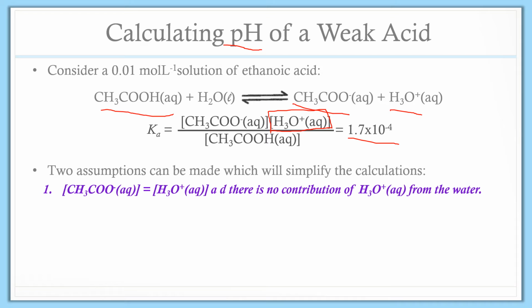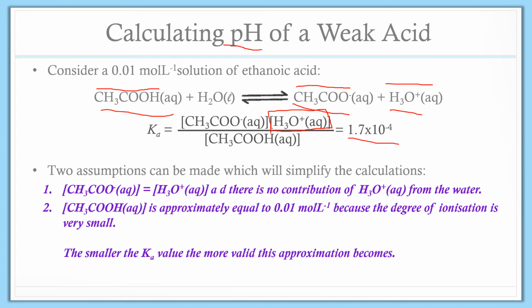First, the concentration of CH3COO minus, the conjugate base, is equal to the concentration of hydronium, and there is no contribution of H3O plus from the water. Even though there is a tiny bit of H3O plus in water, as we discussed in the previous video, it's very, very tiny, so we can ignore it. There's the same amount of CH3COO minus and H3O plus, because if 1 mole of CH3COOH splits apart, it gives 1 mole of CH3COO minus and 1 mole of H3O plus.